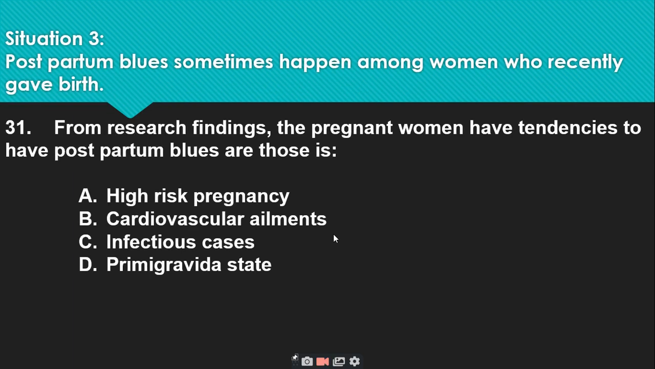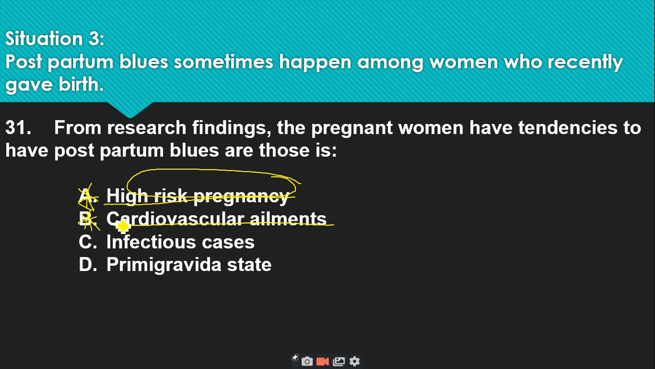Postpartum blues sometimes happen among women who recently gave birth. Number 31, research findings: the pregnant women who have tendencies to have postpartum blues are those: A, high risk pregnancy; B, cardiovascular ailments; C, infectious cases; or letter D, primigravida state. So let's eliminate two choices. Remember, high risk pregnancy and cardiovascular pregnancy have the same thought, because you become high risk pregnant, especially if you have problems with the heart. So therefore, that is going to be eliminated. Eliminate letter A and eliminate letter B.